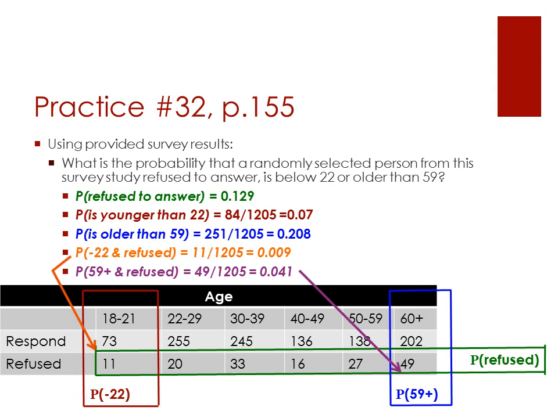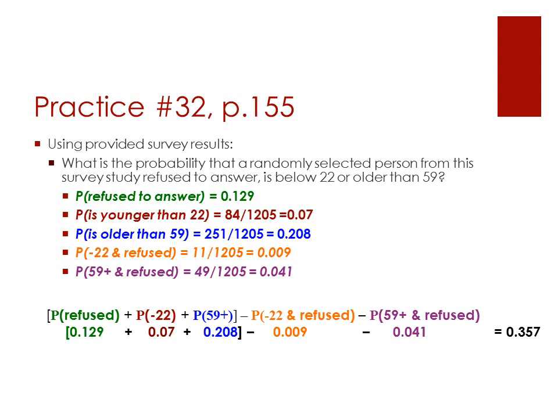So the probability of younger than 22 and refused is going to be 11, again divided by the total number of participants in the survey, so that's 1,205. And our probability of being 59 and older and refused is going to be 49 divided by 1,205. So now we have all of our numbers here, and we're ready to plug them into our final calculation. So you should have gotten something that looks like this.